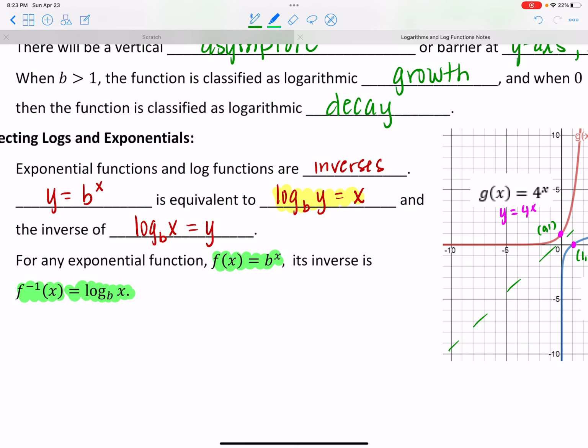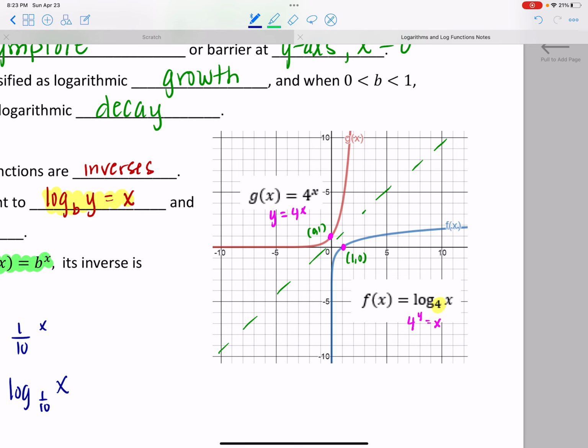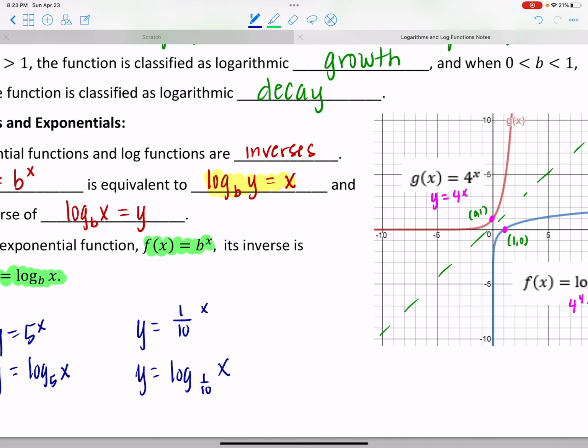So if you are looking at, let's say, y equals 5 to the x, and I said, what's the inverse? It would be y equals the log base 5 of x. Or if we're looking at y equals, let's say, (1/10) to the x power, then its inverse would be y equals the log with a base of 1/10 of x, where this is the picture we would see graphically for each of those exponential functions and the inverse of each of those exponential functions.